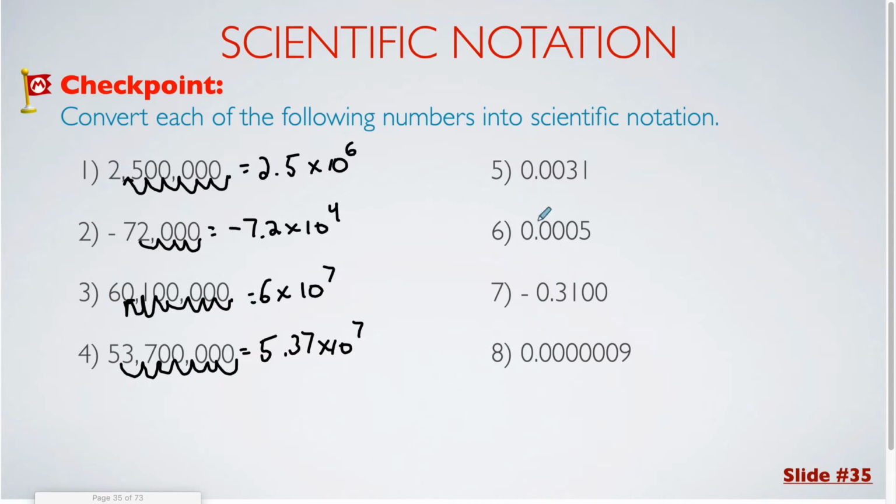Now our values on the right side are all less than 1. So this time we're going to be sliding our decimal the other way. My decimal needs to move over 1, 2, 3 spaces for this first example, so that I'll have one number to the left of the decimal. So 3.1 times 10, this time to the negative 3rd power. Number 6, I'm going to slide over 1, 2, 3, 4 spaces.